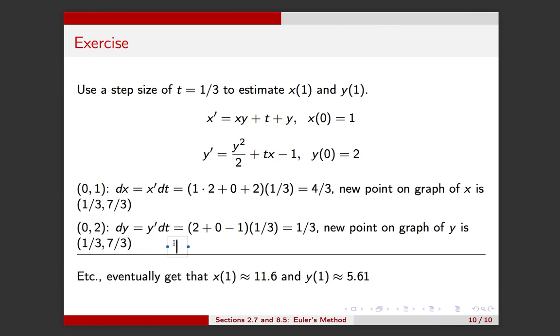Okay, so if you do this 2 more times, you'll eventually get that x of 1 is approximately something like 11.6. I started rounding, just getting decimals and rounding, so yours might be a little off of that. And y of 1 I got to be 5.61.